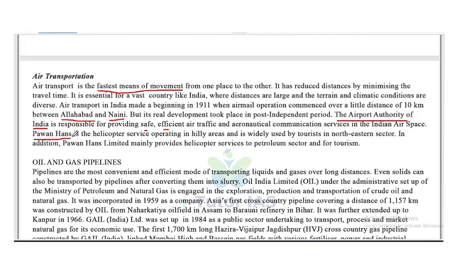Pawan Hans is a helicopter service operating in hilly areas and is widely used by tourists in the northeastern sector. In addition, Pawan Hans Limited mainly provides helicopter service to the petroleum sector and for tourism. So that's about air transportation.